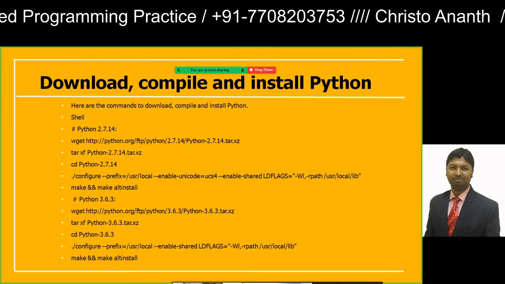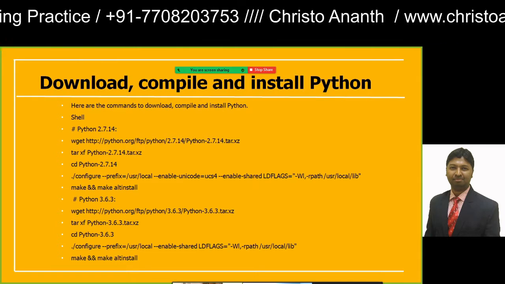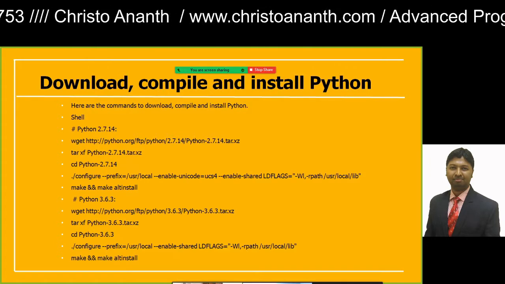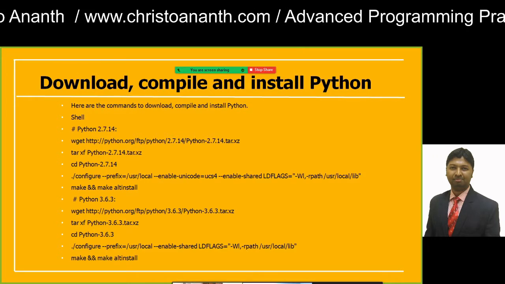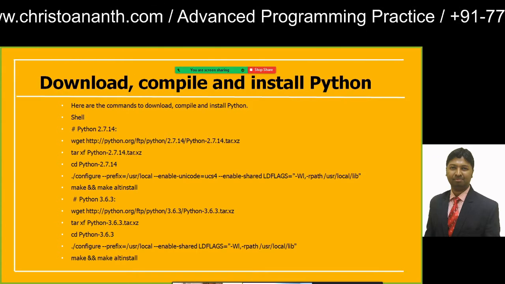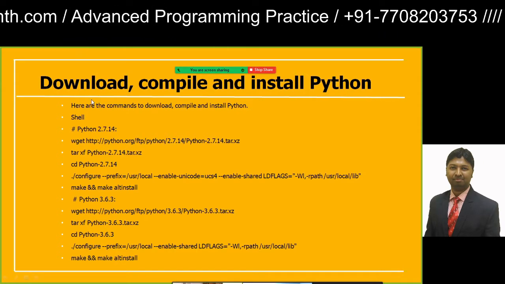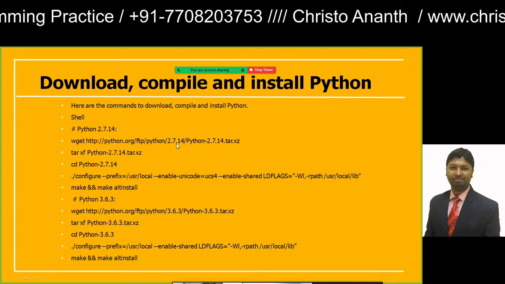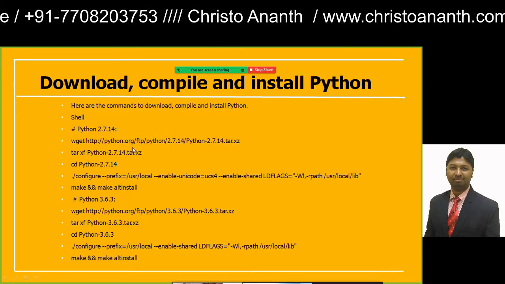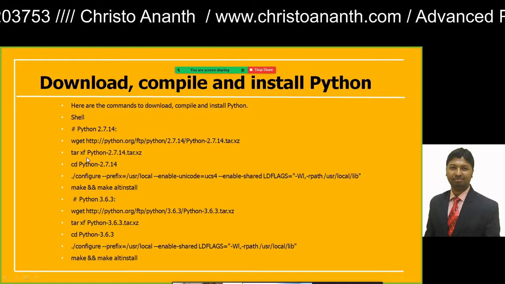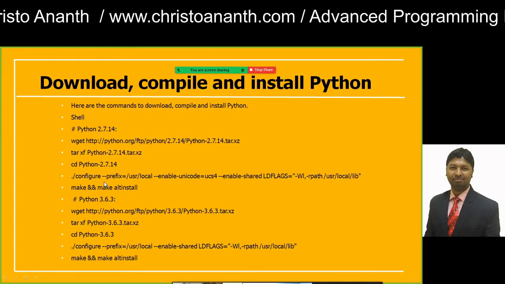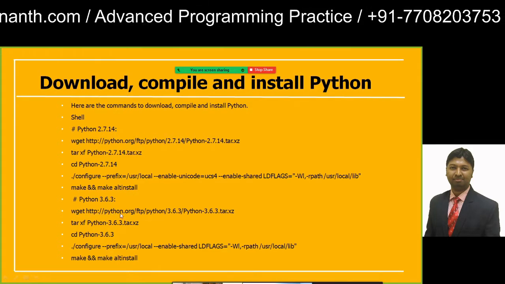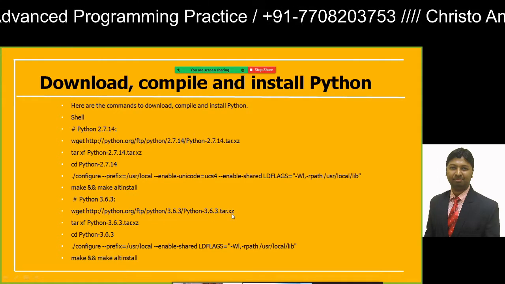So for the download, compile and install of Python, you have to include the shell commands for Python 2.7.14. You are going to go for the wget command, where you can include the version, from the website http://python.org. Here you get access to version 2.7.14. You have the tar function, and then cd into the Python version directory. And similarly for Python 3.6.3, you get the Python 3.6.3 tarball.